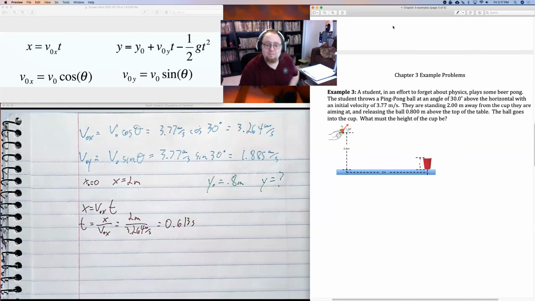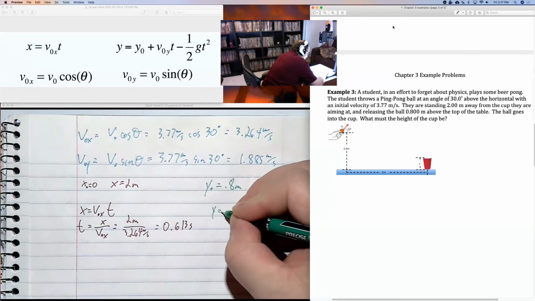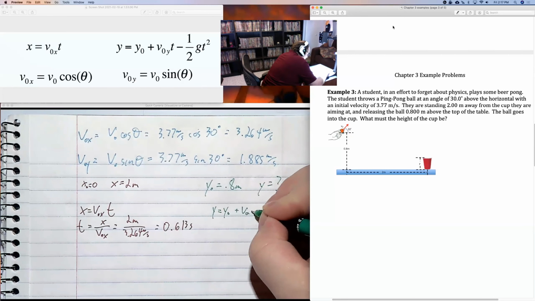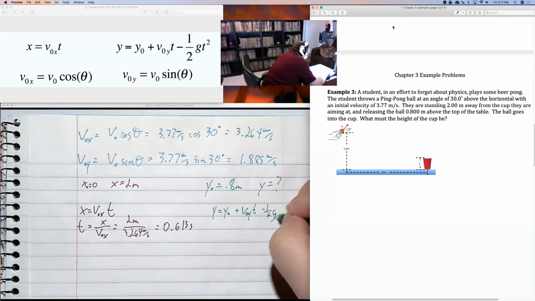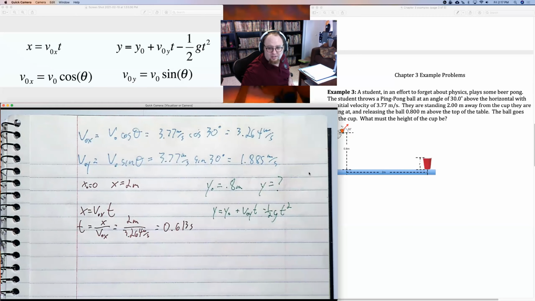Now I have time. If I have time, I can figure out the height. If this goes like that, I want to figure out how high it hits the cup. I know how long it's in the air now, so I'll take that time and plug it into my y equation. Y equals y naught plus V naught Y t minus 1/2 g t squared. And I am going to make this smaller again because I'm going to go wide.